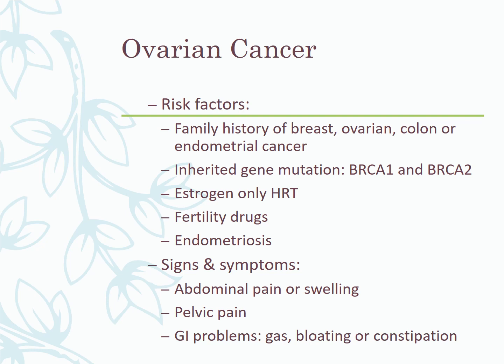Family history of breast, ovarian, colon, or endometrial cancer, inherited gene mutation, the BRCA1 or BRCA2, estrogen-only hormone replacement therapy, fertility drugs, and endometriosis are all risk factors for it. Signs and symptoms: abdominal pain or swelling, pelvic pain, GI problems, gas, bloating, or constipation, maybe a feeling of fullness.